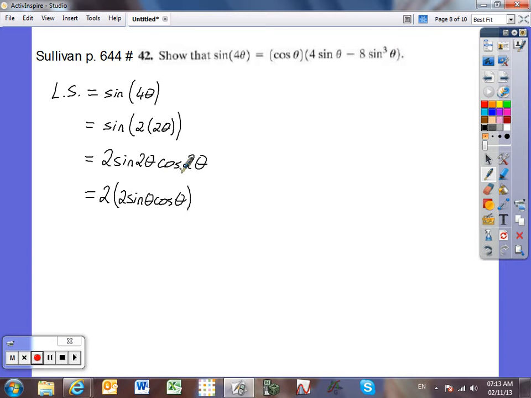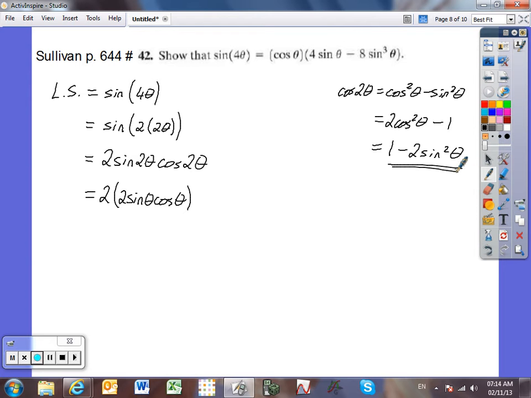So because I've got a choice for cosine 2 theta, right? You remember that cosine 2 theta can be expressed either as cosine squared minus sine squared, or it can be replaced as 2 cosine squared minus 1, or it can be expressed as 1 minus 2 sine squared. I'm going to take this third one, because that's the one that gives me a higher power of sine. So let's change cosine 2 theta then into 1 minus 2 sine squared.